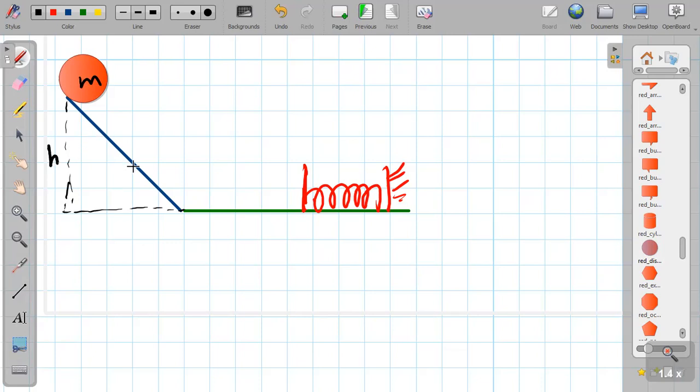Height is h. Now, what would happen now? It will just accelerate downward and gain a certain velocity of v. Technically, it gains kinetic energy.